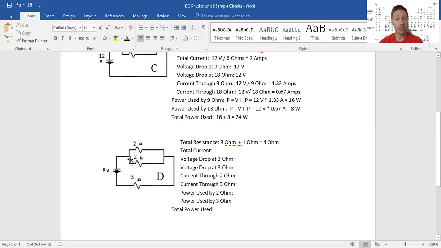So we can treat this as if it's in series. The electrons leave here, they see 1 ohm, then they hit a 3 ohm resistor. To find the total current, we have 8 volts and a total of 4 ohms, so we've got 2 amps of current leaving through here.